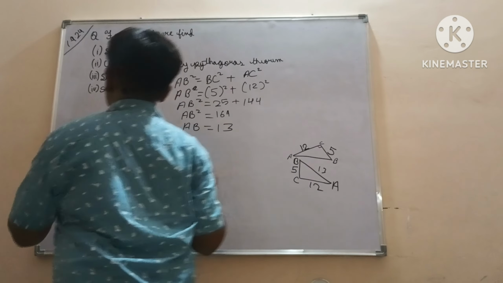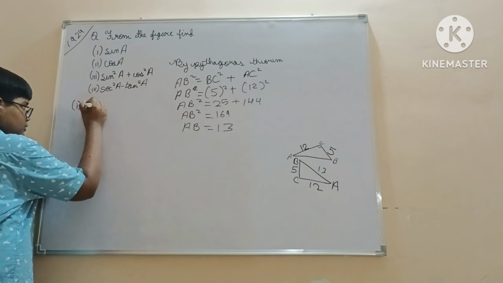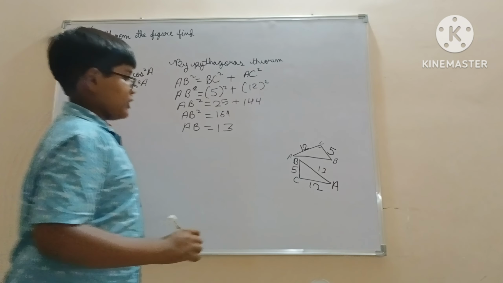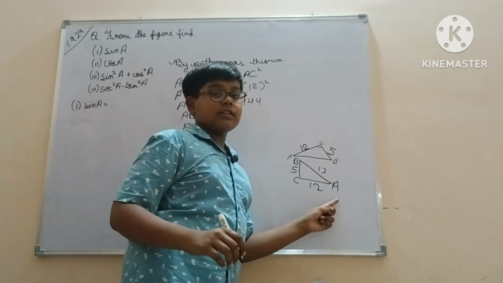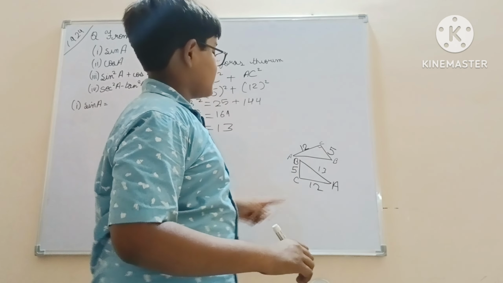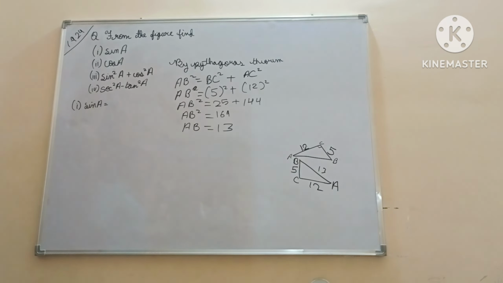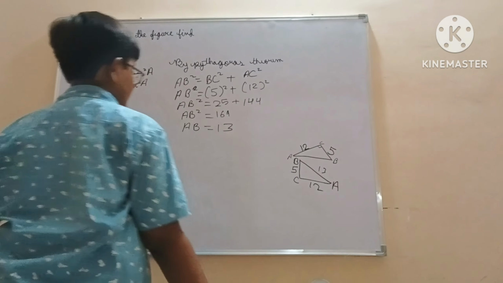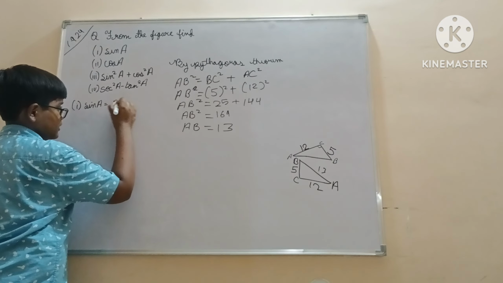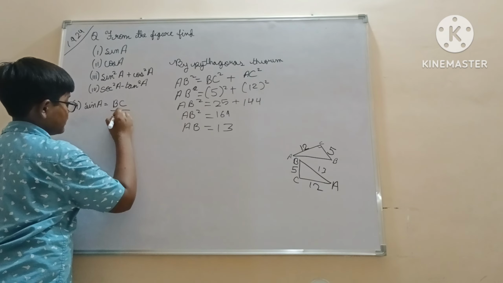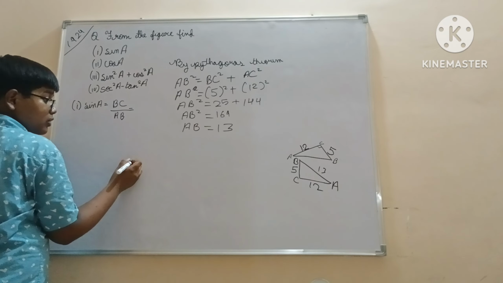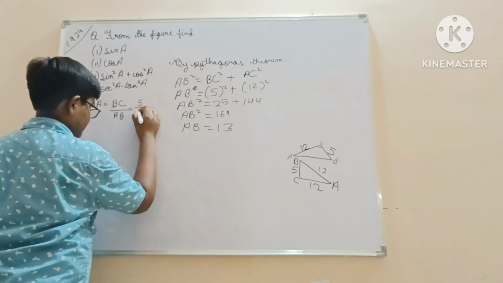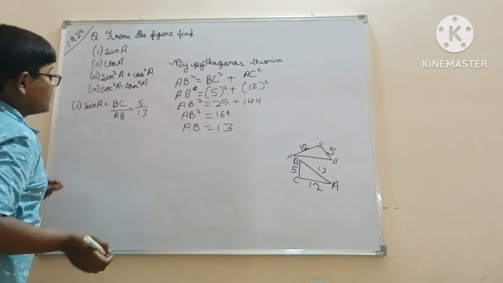Now we will find sine A, which is our first. A is acute, so in this triangle A is acute, and this triangle will be considered for these trigonometrical ratios. Sine's value is height upon hypotenuse. The height of our triangle is BC and the hypotenuse is AB. So height's value is 5 and hypotenuse's value is 13. So we have our answer as 5 by 13.